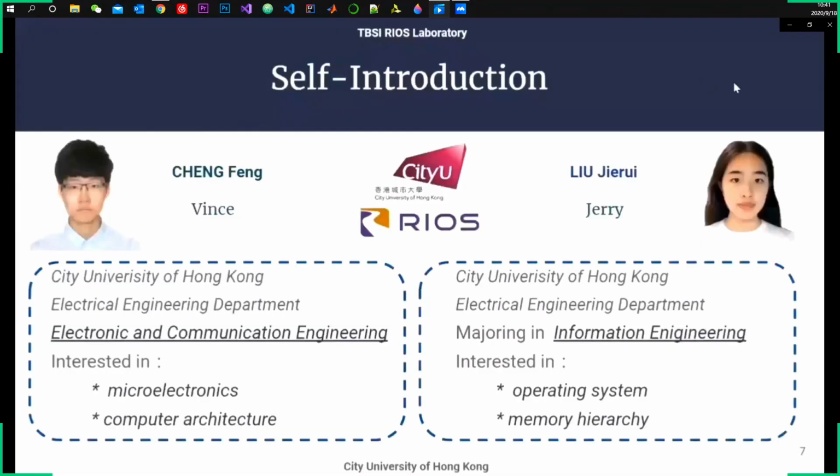Now, some basic information about ourselves. Ms. Liu Jierui majors in information engineering and shows great interest in operating systems and memory hierarchy. As for me, I'm an electronic and communication engineering student and find microelectronics and computer architecture intriguing. We are both so lucky to study at the City University of Hong Kong.